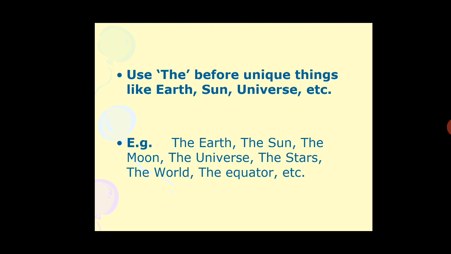See the next. Use the before unique things like earth, sun, universe. They are the unique things. Planets like this, satellites of the planets, for which you have to use the definite article. The earth. Why am I saying "thee" earth? Why am I not saying "thuh" earth? Please note this difference, the and the. Many students ask me, what is the difference, sir? When do you pronounce the and when do you pronounce the?